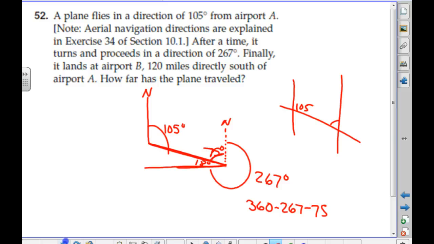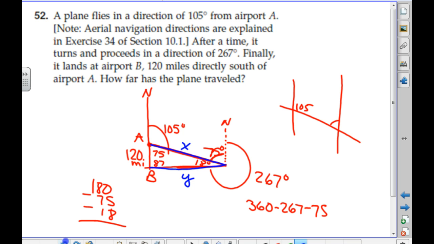Now, it says he stops and the airport is exactly 120 miles. Okay, this is where he took off and this is where he landed. Now, I made it look like a 90, but I don't think it's a 90. What's next below this 105? 75. Okay, so what is this in our triangle? Is it 87? Yep. Now, they want to know the total flight path, or how far the plane flew. It flew here and here, so you need to find both of those and add them together.